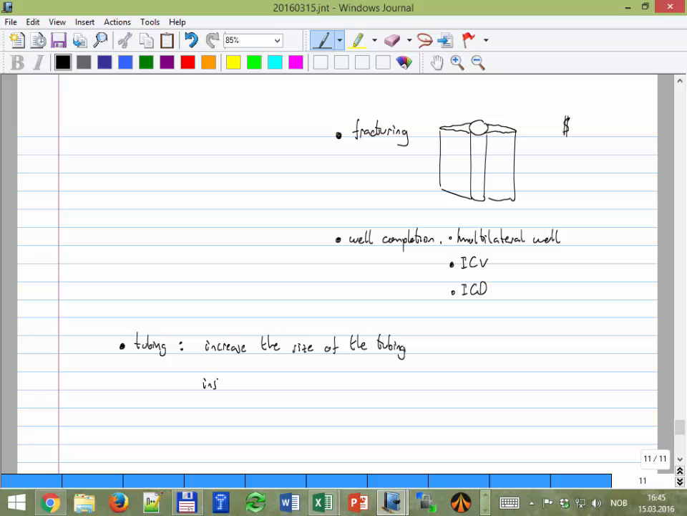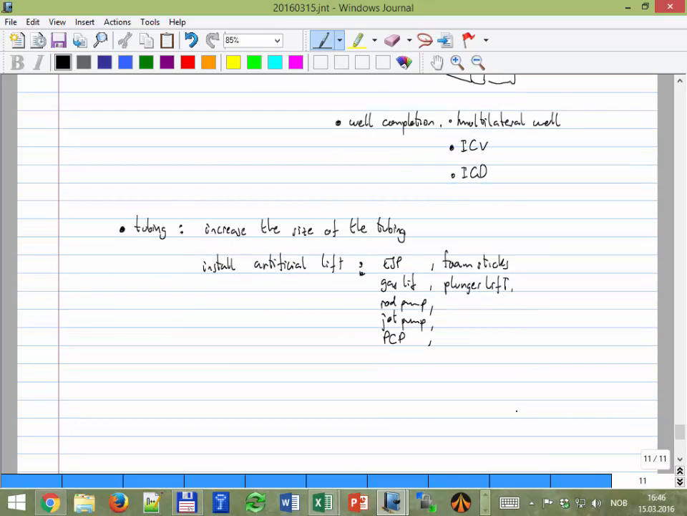What else can you do? Install artificial lift. And you already know what that is: ESP, gas lift, you can put a rod pump, you can put a jet pump, progressive cavity pump (PCP). If we are talking about a gas well with liquid, we can use foam sticks, plunger lift. And really there is not much else.